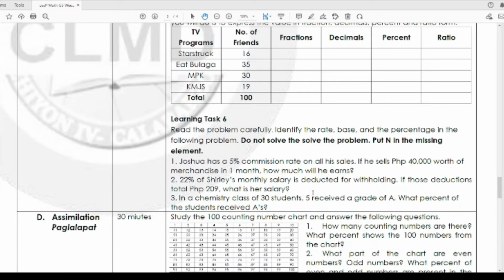Number 2. 22% of Shirley's monthly salary is deducted for withholding tax. If those deductions total 209 pesos, what is her salary? Number 3. In a chemistry class of 30 students, 5 receive a grade of A. What percent of the students receive A's?